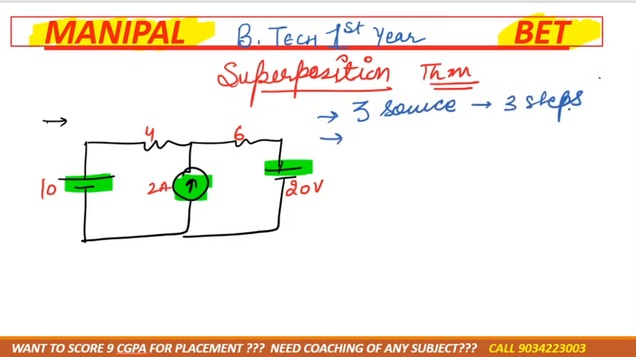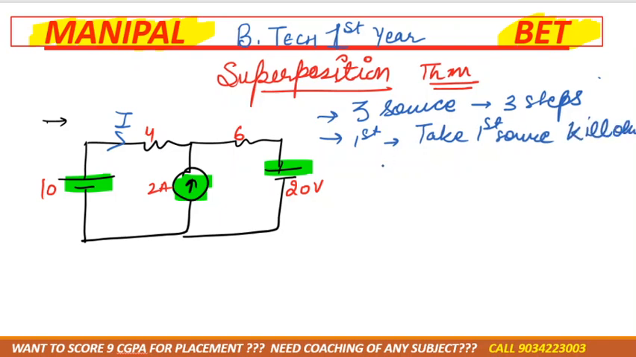Okay, first thing, suppose they ask you to calculate the current in the 4 ohm. In step number 1, we have to take the first source and remove the other sources, or we can say kill the other sources. Killing means a voltage source must be short circuited as we have done in Thevenin, and a current source must be open circuited. So take the voltage source. In the first step, take the first source. The first source is this one. Second source, kill it. Current source means open circuit.